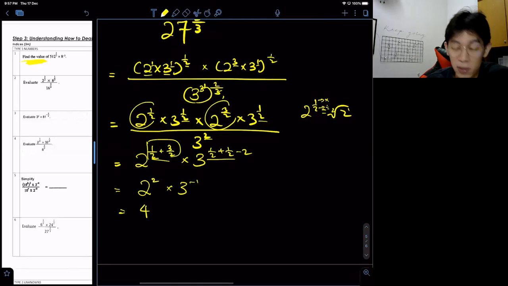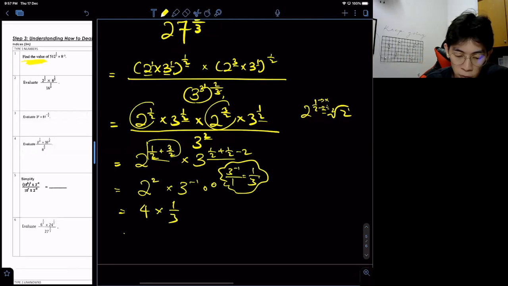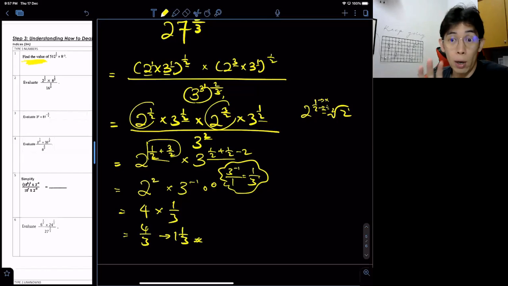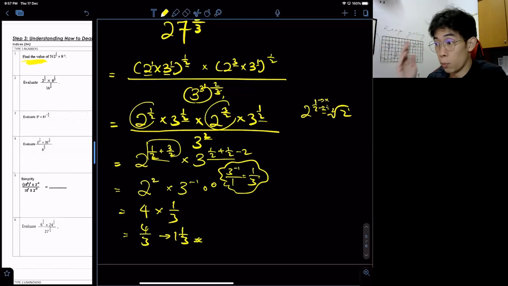Then this one you get 4 because 2 different base, you do it separately, right? So times with this one. Then 3 power negative 1 is actually 1 over 3 power 1. So your final answer is 4 over 3, 1 over 3. Ta-da. Okay, so like what I mentioned, I'll be doing the rest of it as well.